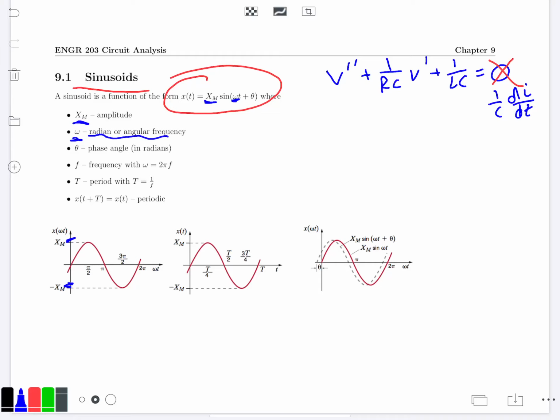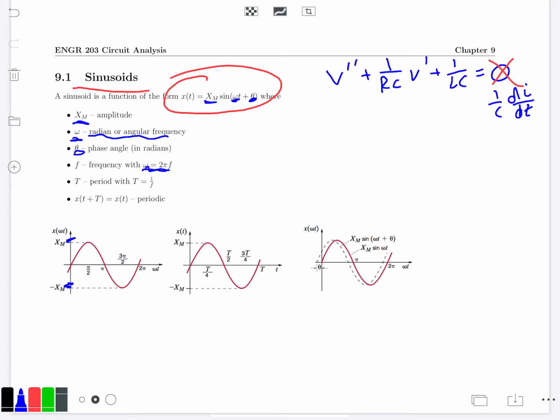On the other hand, we do sometimes care about the regular frequency, and there's a relationship here. Omega is equal to 2 pi f, 2 pi times the regular frequency. Furthermore, we also have this theta thing in here, and that's called the phase angle. That's how much you're kind of shifting left and right on your graph. We'll talk a little bit more about that later.